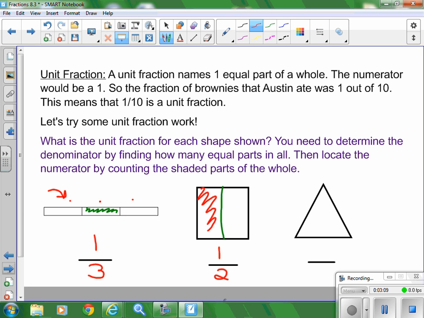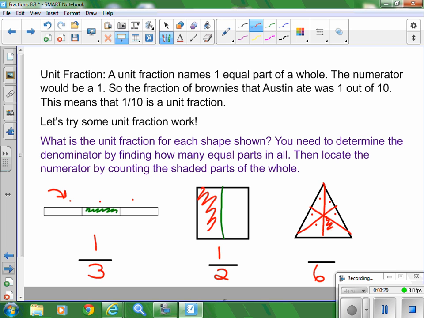We can do the same thing here with our triangle. Actually, let's get fancy here. Let's make this triangle like this. How many parts are here? Look how fancy that is. How many parts in this triangle? 1, 2, 3, 4, 5, 6. So now we've got a denominator of 6.